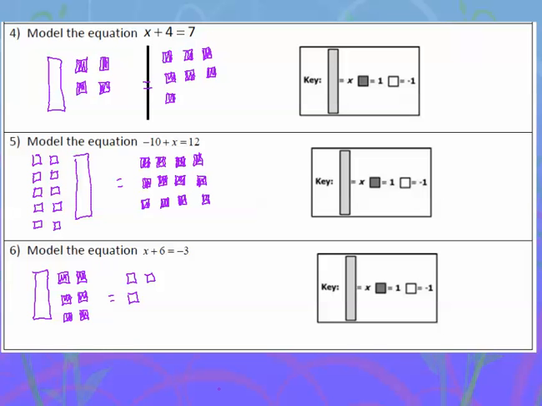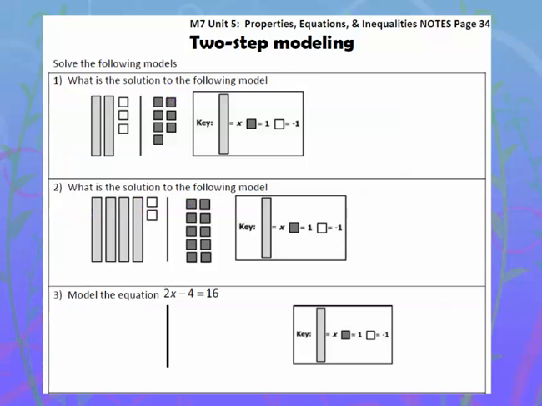Now let's look at the next page where we're modeling two-step equations. So, the first one says, what is the solution to the following model? It's asking for the solution, so we need to give an answer. Okay? So let's interpret the model first. I have 2 x bars, so I'm going to write 2 x's. Then I have -1, -2, -3, so -3 is equal to 1, 2, 3, 4, 5, 6, 7 positives. There's my translation of what it looks like.